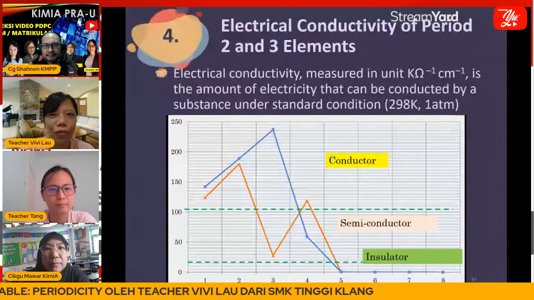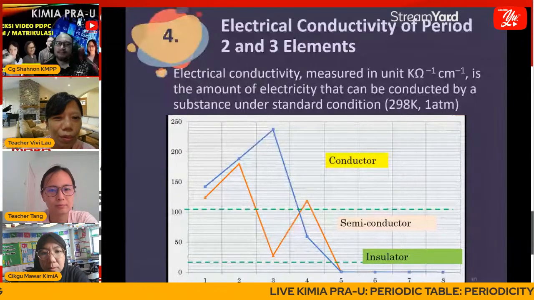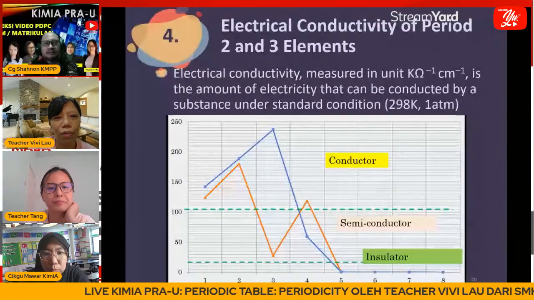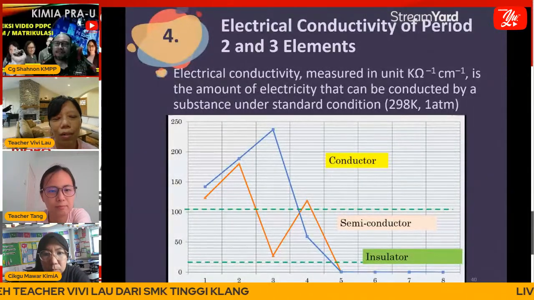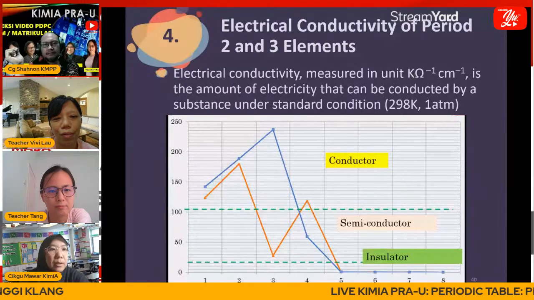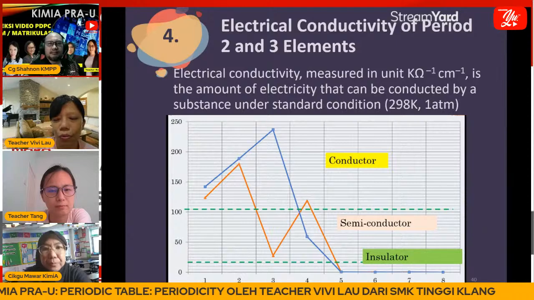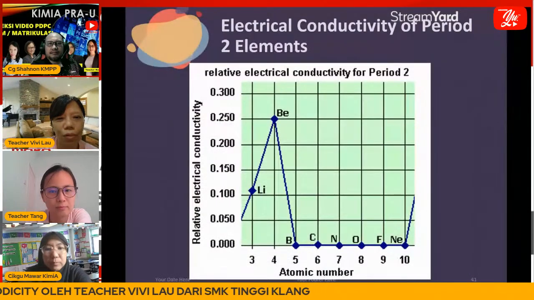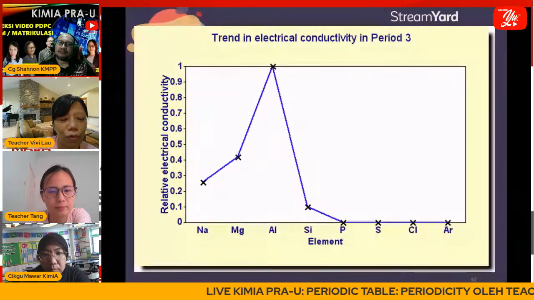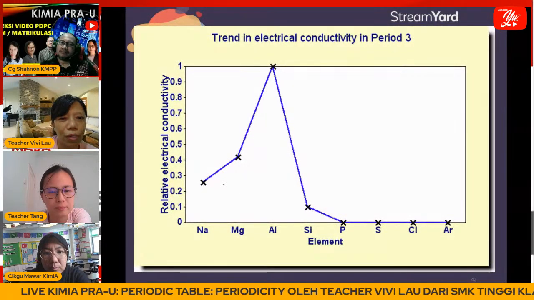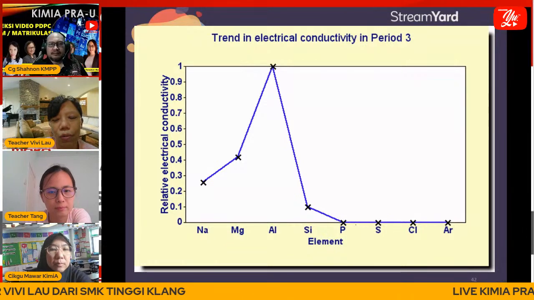So we continue with electrical conductivity. The graph here shows the electrical conductivity across periods 2 and 3. You can see the metals are conductors. Then carbon as graphite, and silicon, are semiconductors. Then the non-metals are insulators or non-conductors. In period 3, across the period from sodium to aluminum, the conductivity increases. Then silicon is the semiconductor, and the non-metals are weak conductors or insulators.